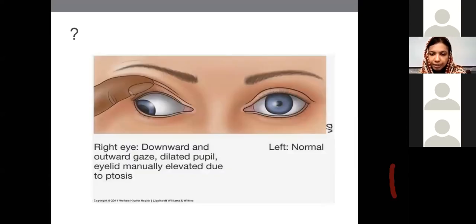Okay, this is a diagrammatic representation of a third nerve palsy. You can observe the right eye, which is in downward and outward gaze, with a dilated pupil, and the eyelid manually elevated due to ptosis.